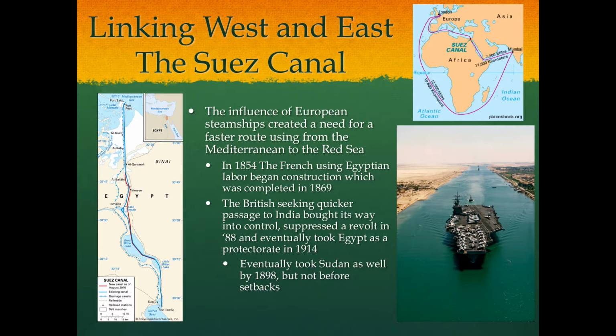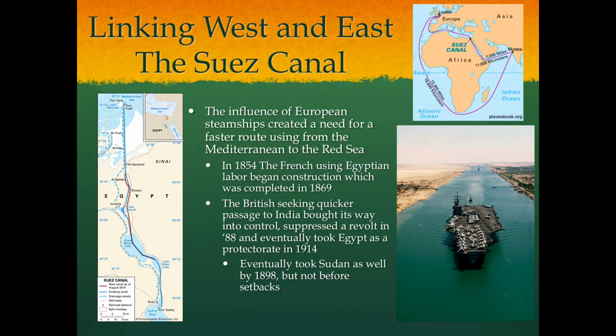And originally, the French had a little piece of this, but the British are the Europeans that eventually gain the most control. They buy their way in. Once they buy the Egyptian rights or Egyptian stocks in this and the shareholdings, they start seeing some revolts from Egyptians in 1888, put that down, and then eventually they take Egypt in as a protectorate. The Egyptians get to rule the government, but the British oversee it and protect it by 1914.